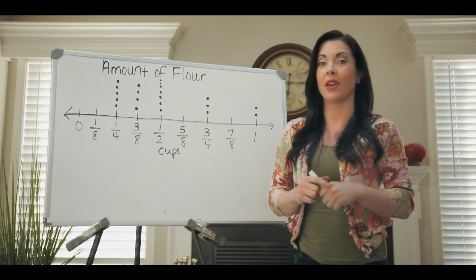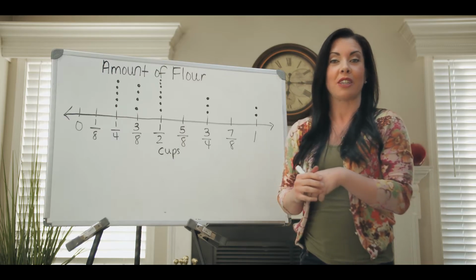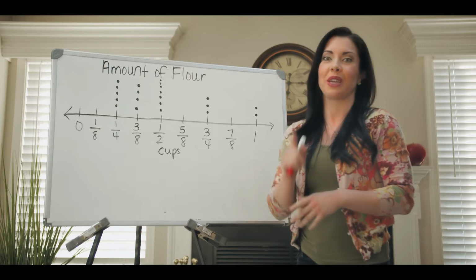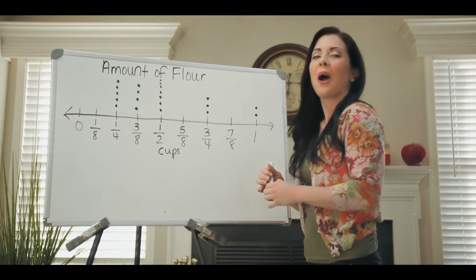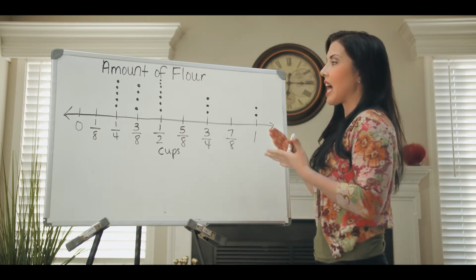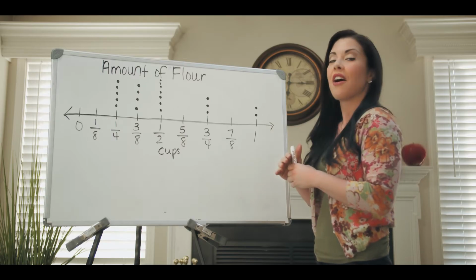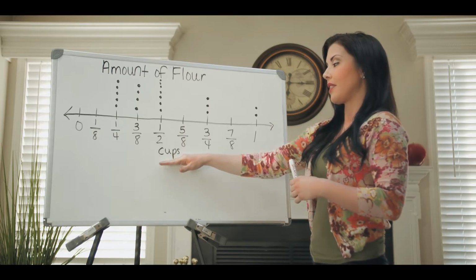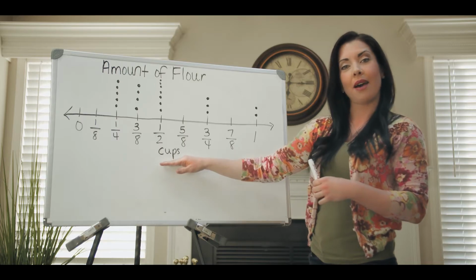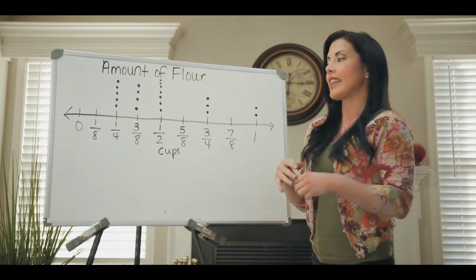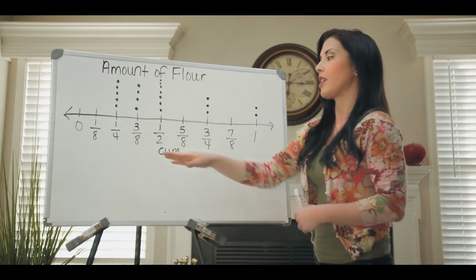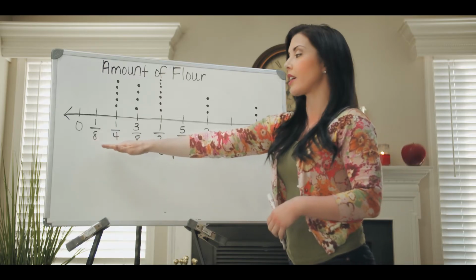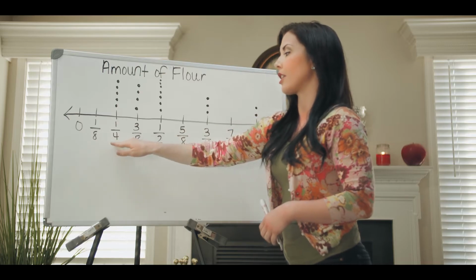Okay, let's keep going. The old saying, practice makes perfect, right? Good. Actually, practice makes progress. I like that better. Okay, so here we go. We have a line plot with amount of flour, and you notice that the flour is being measured in cups, okay? Again, this number line looks a little different than the other ones, right? Because as we discussed before, our denominators are different.